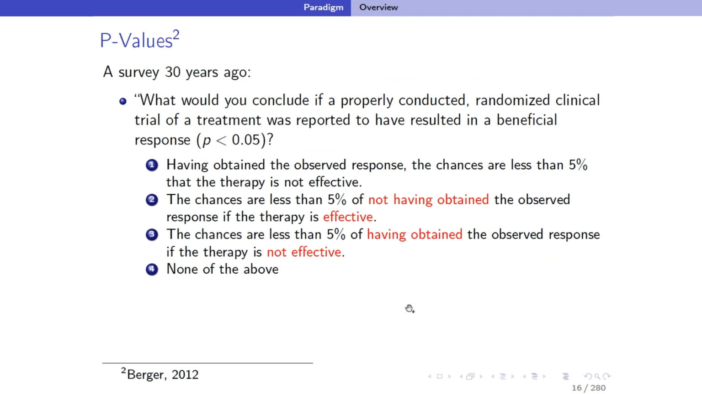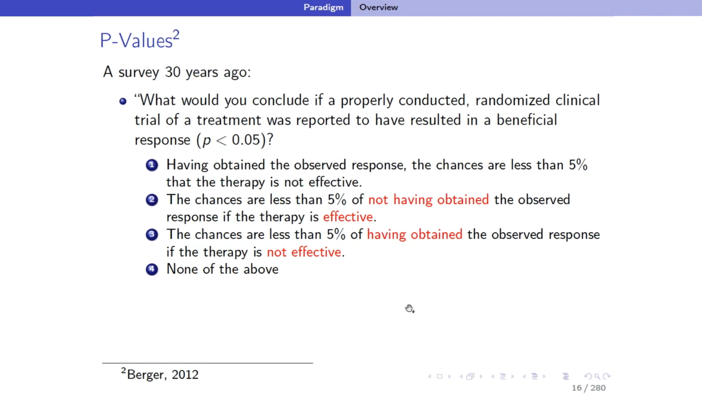Okay. So here are the four choices. One is having obtained the observed response. So having seen the data, the chances are less than 5% that the therapy is not effective. So the probability that the therapy is not effective is less than 5%. That's a statement about the therapy, and it's likely to be wrong.